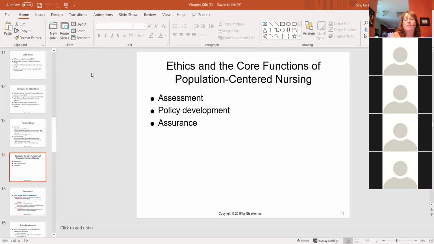So, part of our ethics and core functions of population-centered nursing. There are a few different things that we do according to this. We not only assess a community, because we're talking about community nursing here, but we also help develop policies to assist the community for the good of more than just one person. And then we also use assurance. So we're going to talk about each one of those things now.